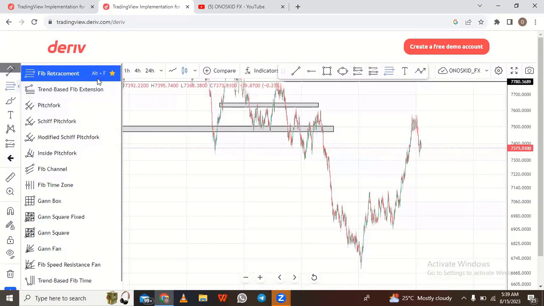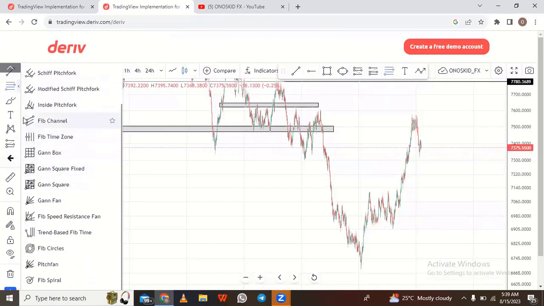If you know how to use it, it's fine. This pitchfork, you can use it as well. This skip pick off, you can use. There are a lot of tools here.